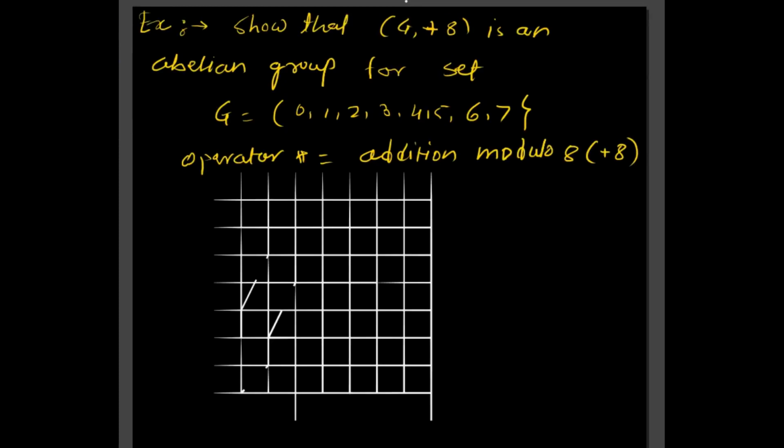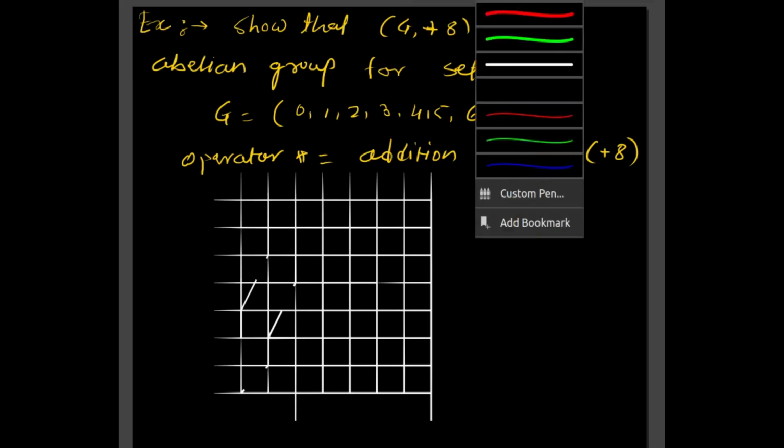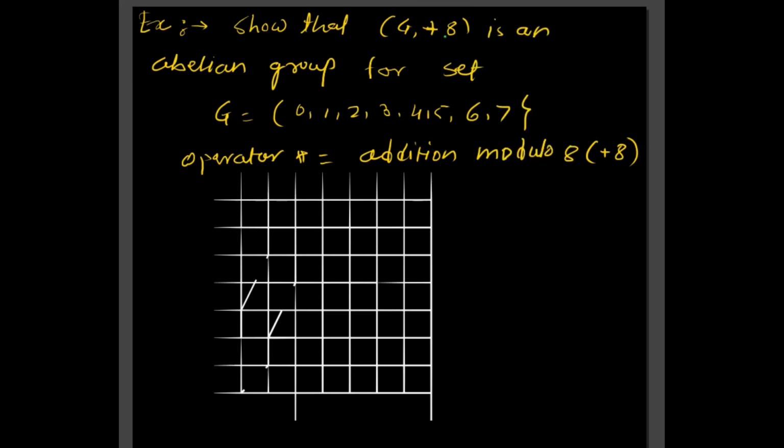Hello everyone. So today we will start with the numericals based on the groups. The first numerical says: show that a group with the set G and the operator plus 8 is an abelian group. The set is given with the elements 0, 1, 2 up to 7. The operator is given as addition modulo 8. That means all the operations performed on this set are of the type a plus b mod 8.